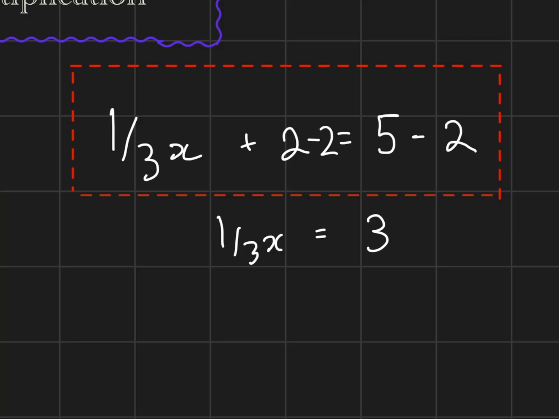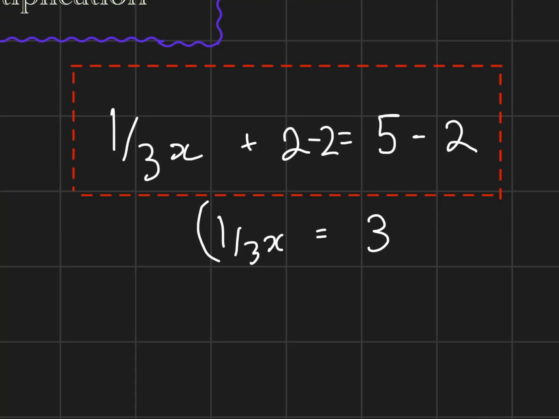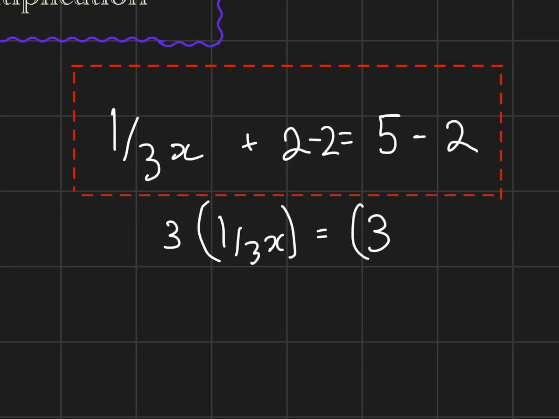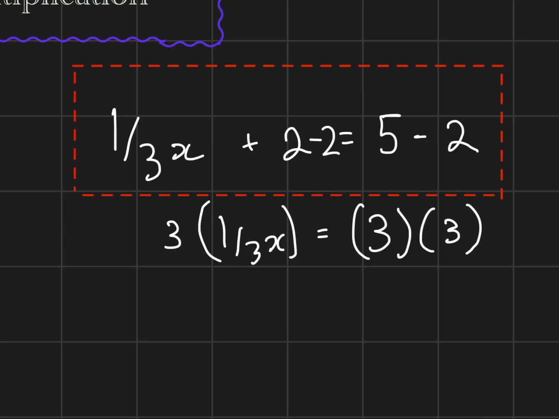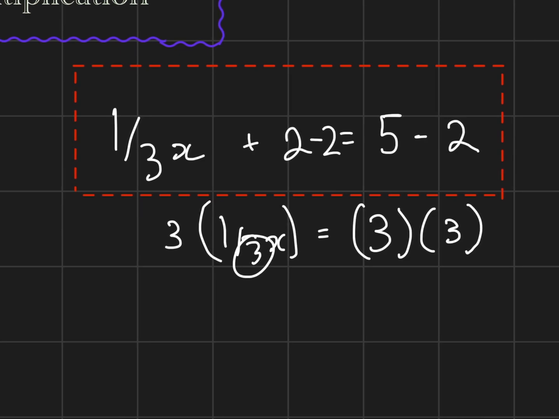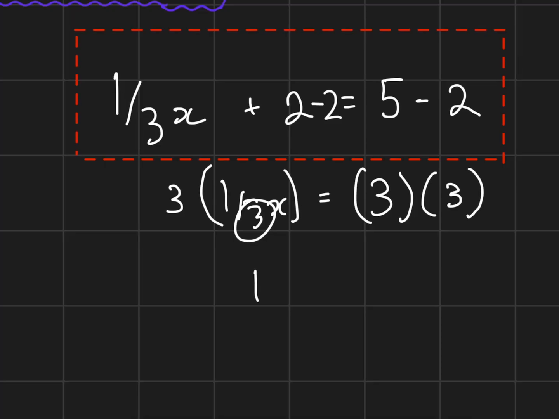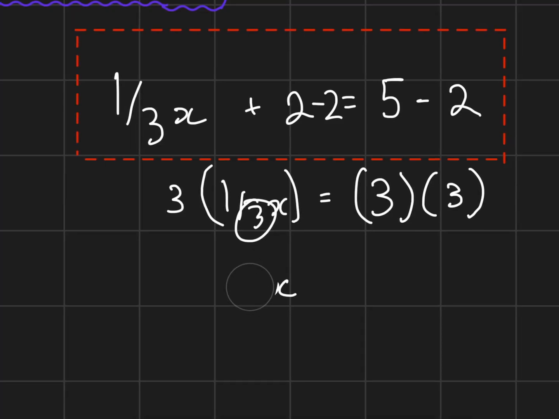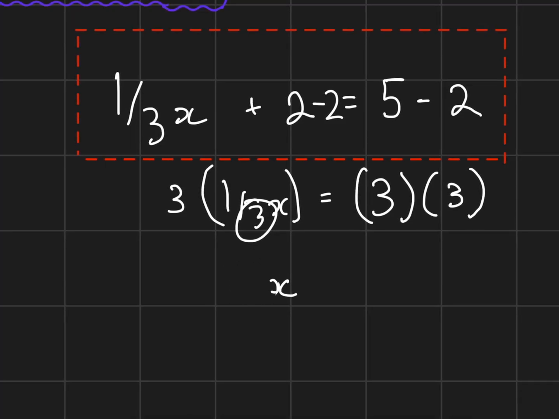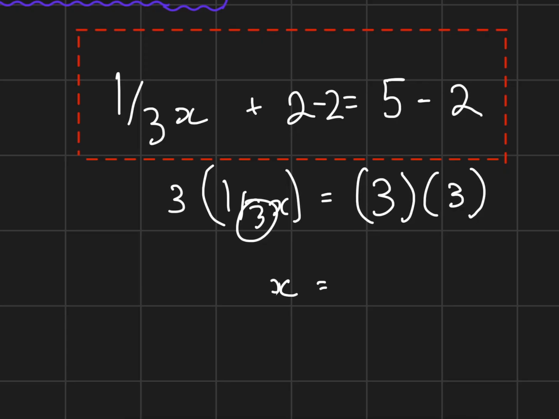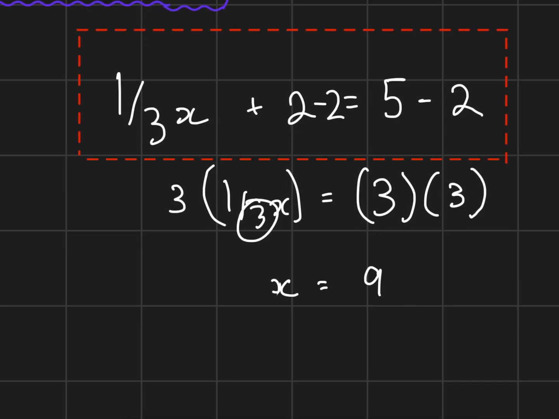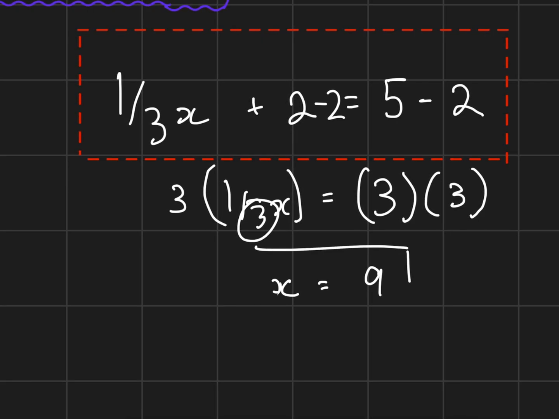Then we multiply both sides by 3. This allows us to do the same thing on both sides and clear the denominator. In this case, this is our least common denominator. Here, we get 1x, which is just the same thing as x, so we don't have to worry about that, and 3 times 3, which becomes 9. Therefore, x is equal to 9.